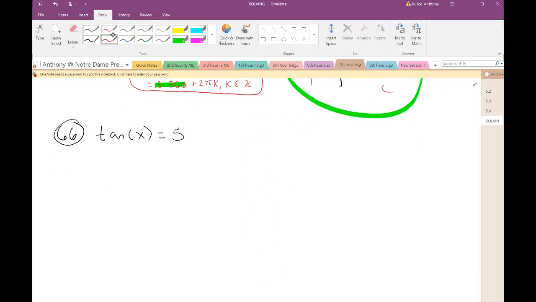Okay, so tan x equals 5, first step. Tan inverse.